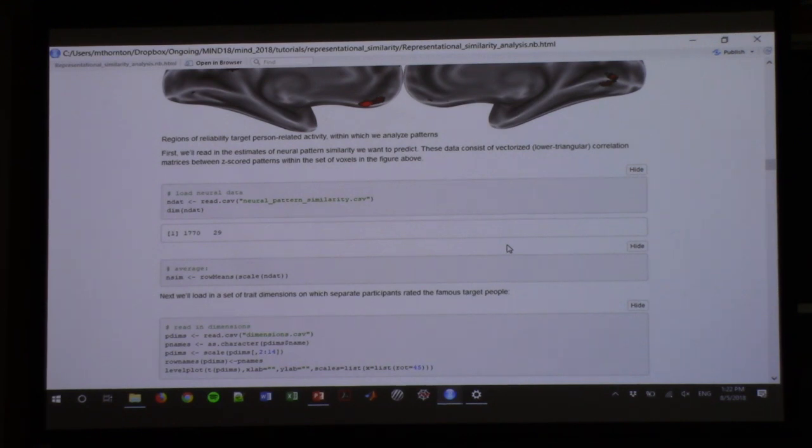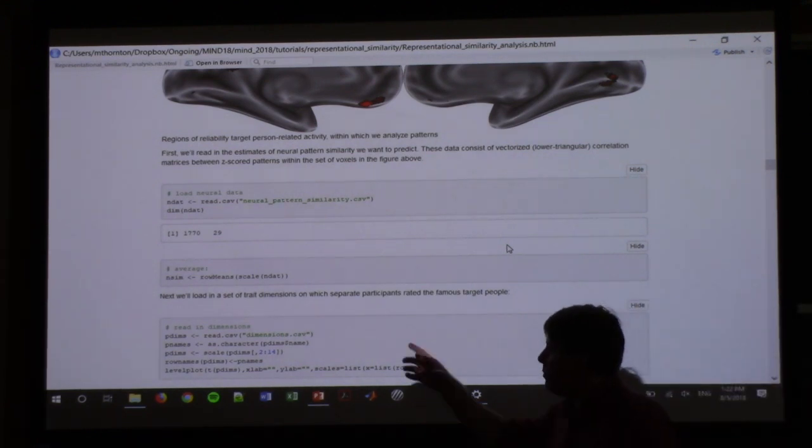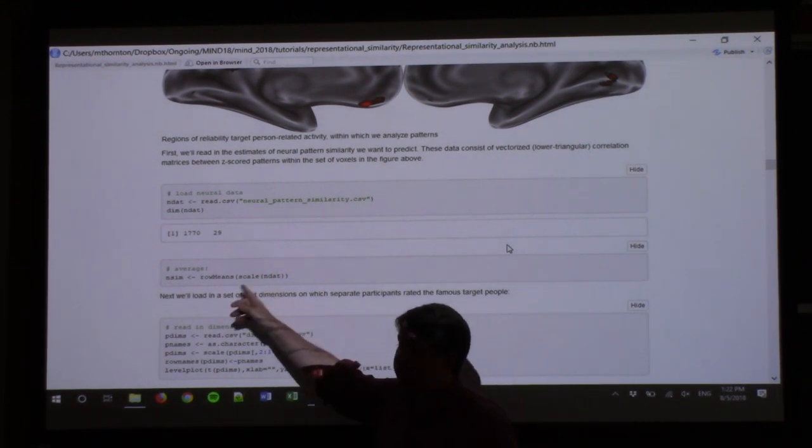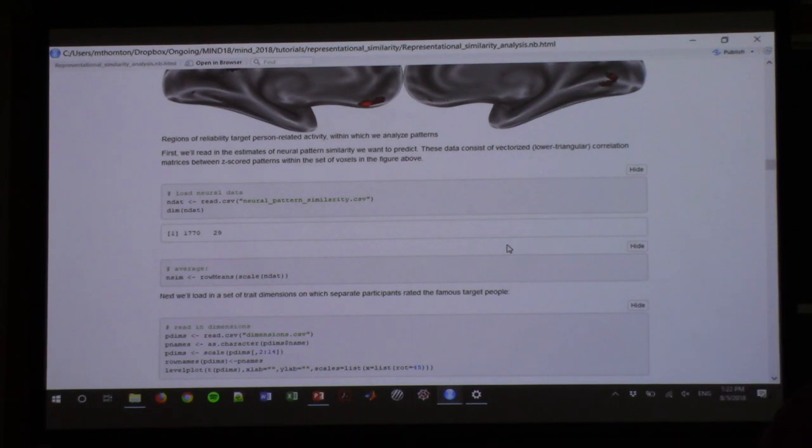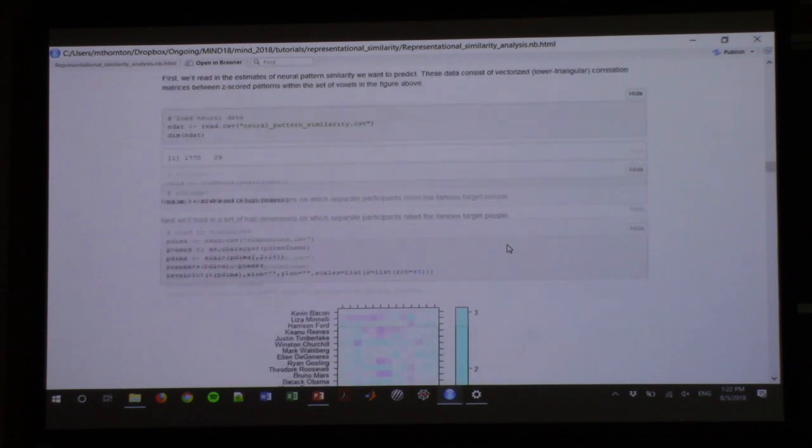And we're going to start here just by combining the data from individual participants into a single neural similarity matrix. This isn't how it actually was analyzed in the data set, but what we're going to do is just combine it so we have one neural similarity matrix that we can relate to one prediction matrix.